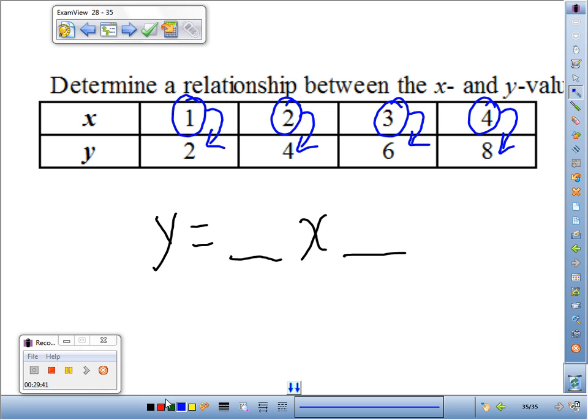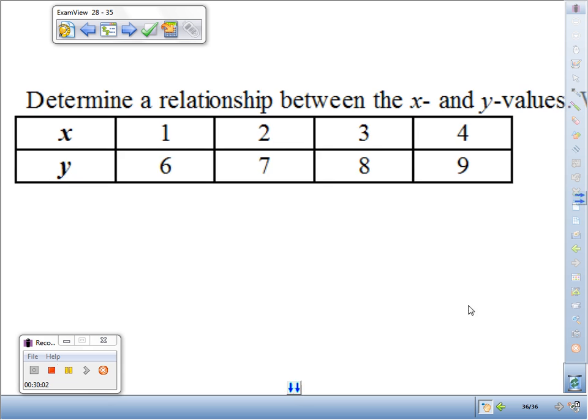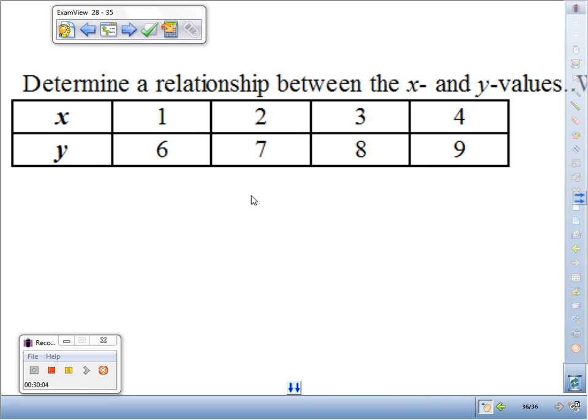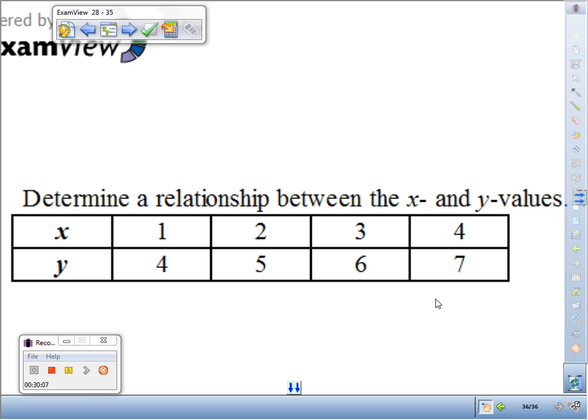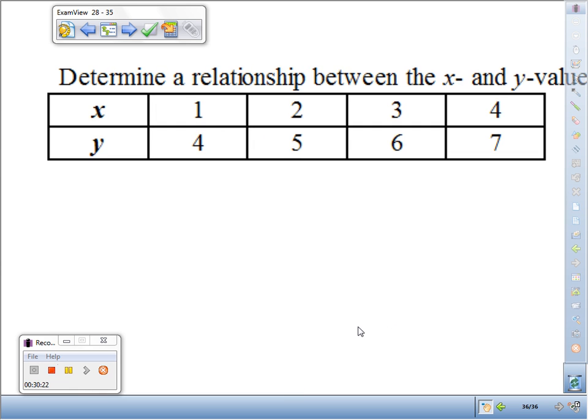So let's see. Evelyn, what's happening to x? It's multiplying by 2, so the 2 goes here, 2 times x, and you write your equation, y equals 2x. Hands up if you got that. Okay, let's do another one of these. Copy this one, example 28Q. That's too easy. Yes, it is. Copy this one. See if you can do that one by yourself.